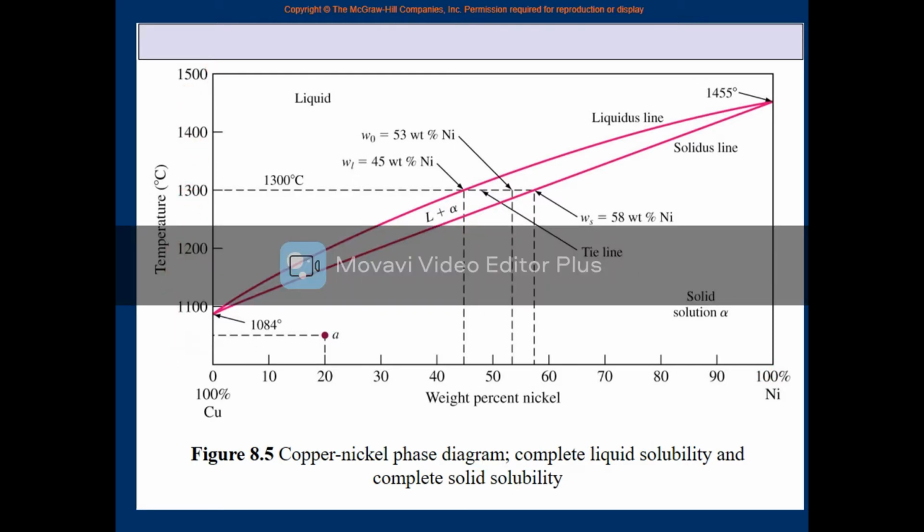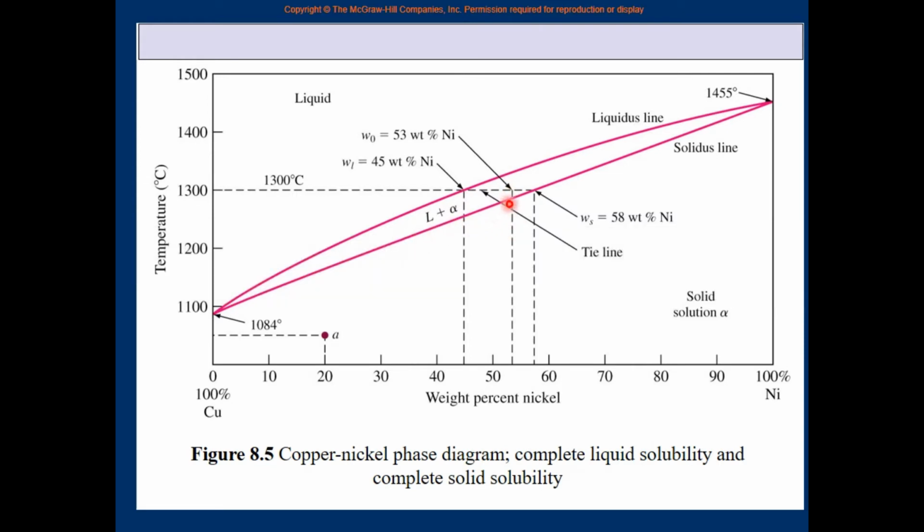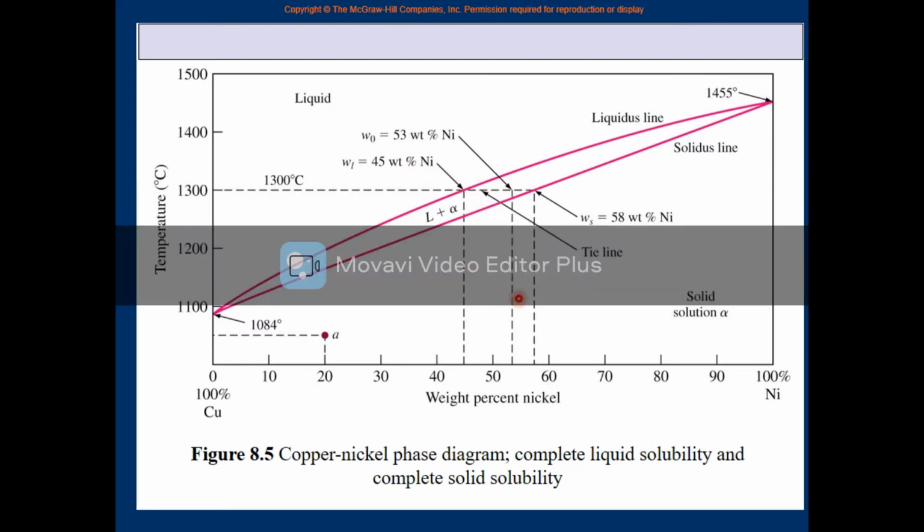If you now see, we have these two lines, this upper line and this lower line, which are the pink or the purple lines. Above this upper line, the metal is completely liquid. And below this lower line, it is completely solid. So this is the most important thing to remember.